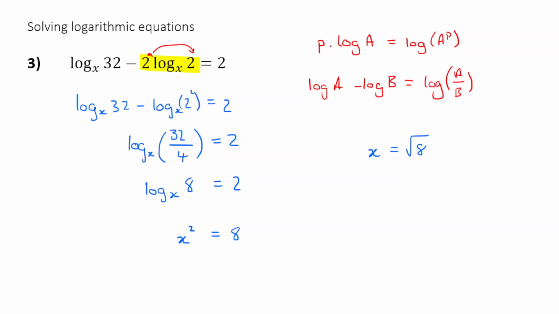But in this chapter and in previous chapters, we've learned how to simplify surds, so we might as well do that. Remember that 8 is equal to 4 times 2. And so then we can square root the 4 and we get 2 root 2.